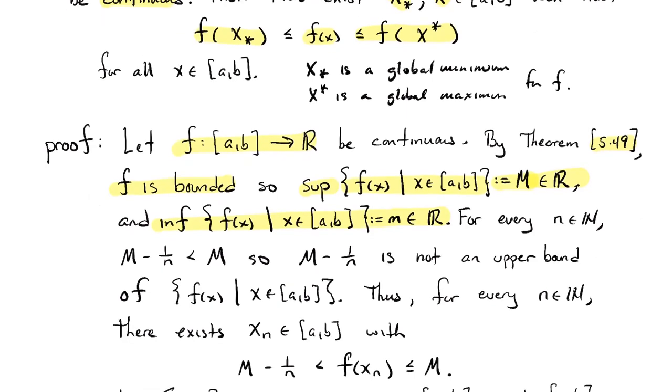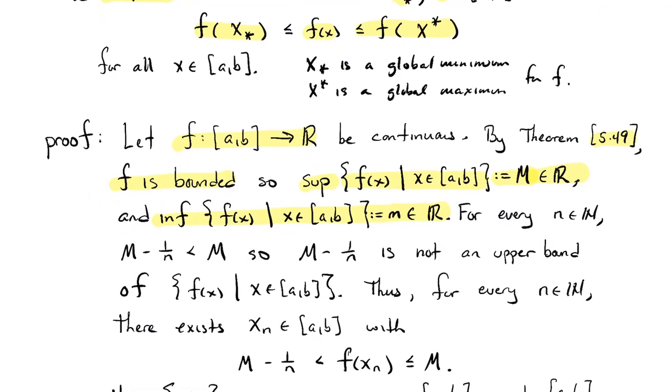Okay, so to continue on the argument here, going way back to the definitions and when we worked with supremums. If you give me a natural number n, its reciprocal is a positive number. So if I subtract that from the supremum capital M, I get something that's less than capital M. Any number that's less than a supremum cannot be an upper bound for the set. So this number M minus 1 over n cannot be an upper bound for the range of f, the set of f of x where x ranges over a to b, because it's less than the supremum.